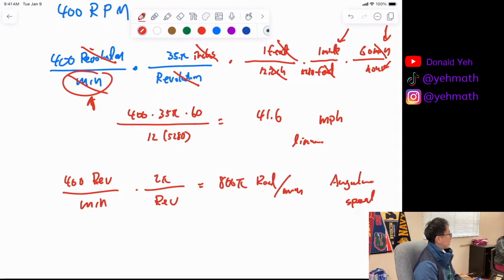I actually teach little kids about this, 6th grade kids, how to do this. We calculate how fast a cockroach is running. So we look up a cockroach running in feet per second, and we convert it to miles per hour. We realize a cockroach can run pretty fast.